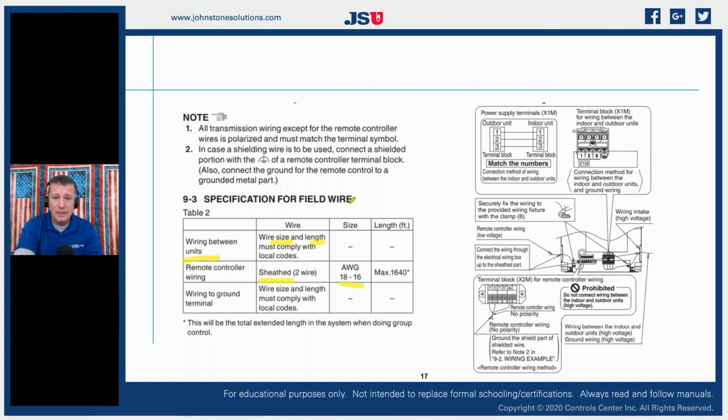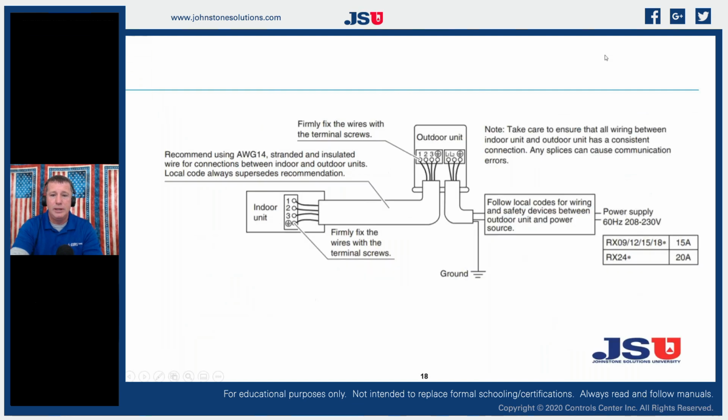But some will only allow a stranded wire, and some are particular about whether it's using a shielded or a non-shielded cable. I've seen even in our own equipment callouts for different cables. If we look at this particular one, it's fairly clear. It recommends using a 14 gauge stranded and insulated wire for connections between the indoor and the outdoor units. And then of course using local codes.